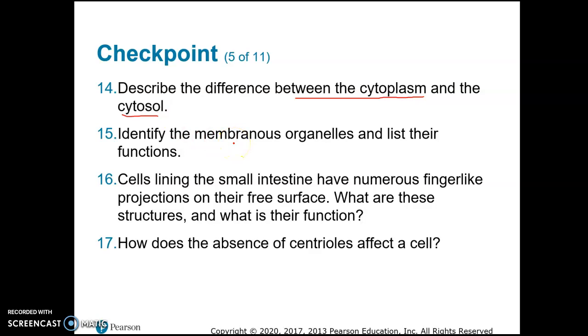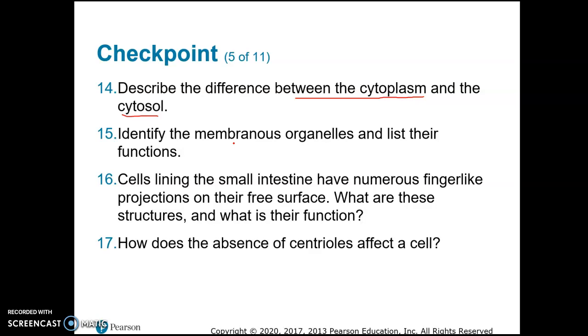Identify the membranous organelles and list their functions. Well, you would have to go back into the slides and do that. I can name a few of them. Membranous organelles would include the nucleus, which we've talked about but not really in detail. The nucleus is surrounded by a double membrane called the nuclear envelope. So we have the nucleus, the endoplasmic reticulum, Golgi apparatus, lysosomes, peroxisomes, proteasomes, and that's probably a good list right there.